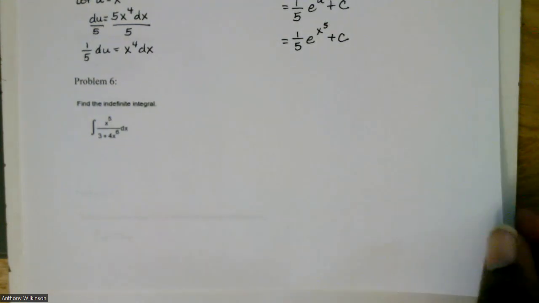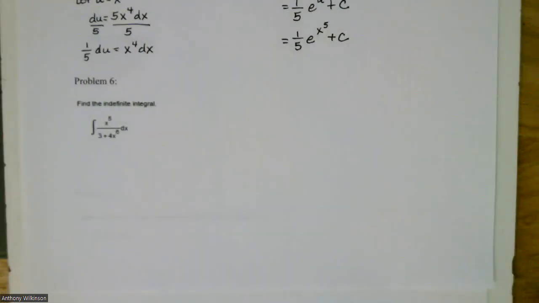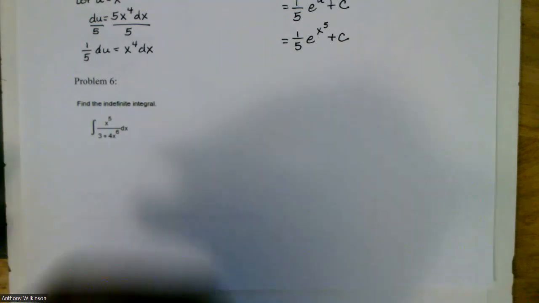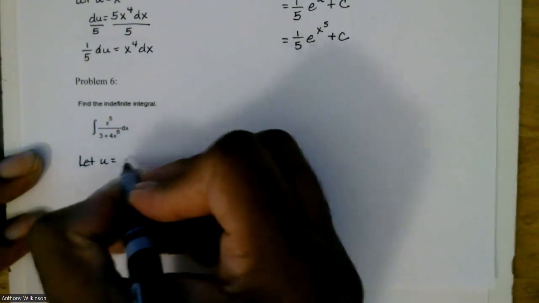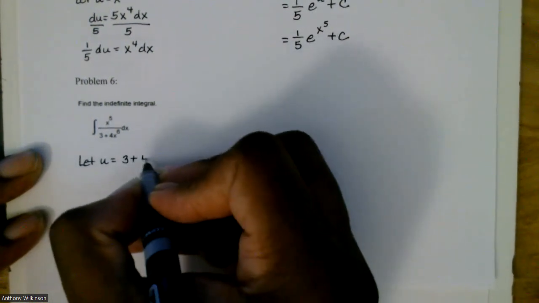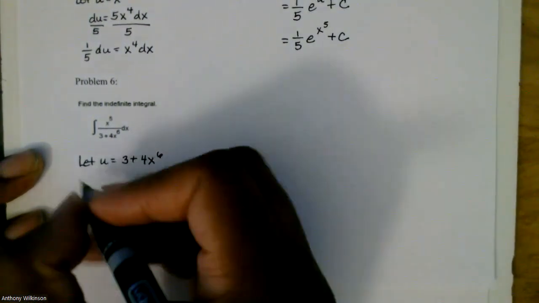All right, problem number 6. Again, we're finding the indefinite integral. So here we got the integral of x to the fifth divided by 3 plus 4x to the 6 dx. So again, using the appropriate u substitution, we're going to let u equal to 3 plus 4x to the 6.